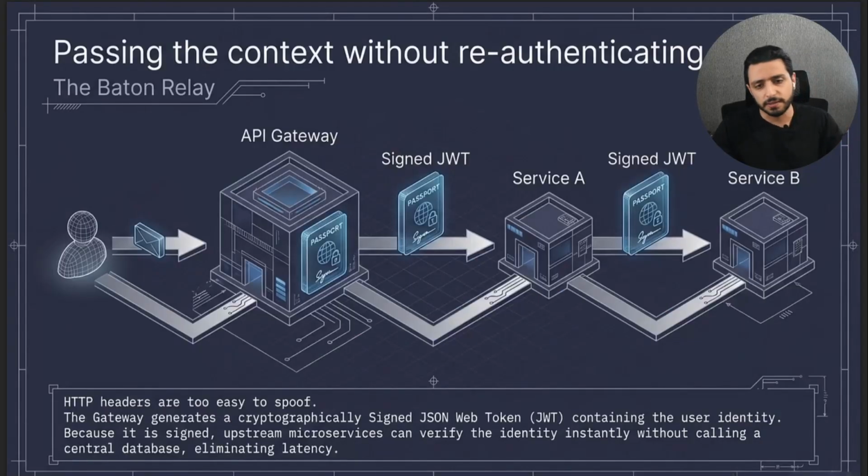And once the gateway is satisfied, it has to hand the request off to an upstream microservice. But how does that service know who the user is? We could use simple HTTP headers, which are easy to spoof, but the better way is to use a signed JSON Web Token or JWT. The gateway, or an internal security token service, creates a cryptographically signed token containing the user's identity. Because it's signed, the upstream microservice can verify it instantly and know exactly who it's talking to without needing to re-authenticate the user.